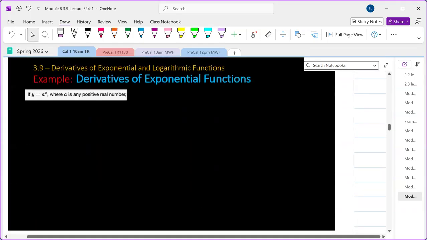All right, now we got a slightly different one. We've got y equals a to the x, where a is some positive number. So it could be like 2 to the x. It's a very common exponential. So all I know right now is my derivative of e to the x.